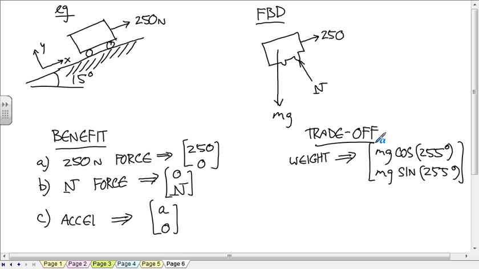So the good news is all these things. The bad news is the weight is ugly now. But you can see the benefits outweigh the drawback. You need a coordinate system in the free body diagram, so you know which way it's going. I would rather you put the coordinate system in a drawing of the picture, but not in the free body diagram.